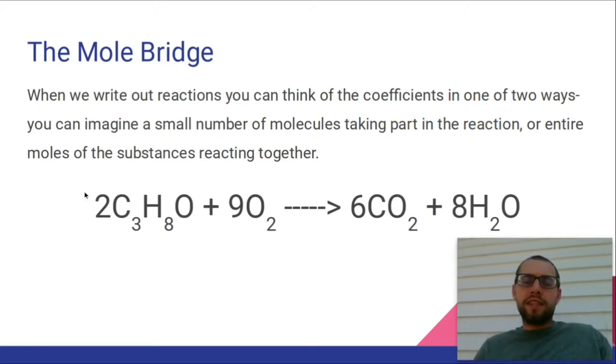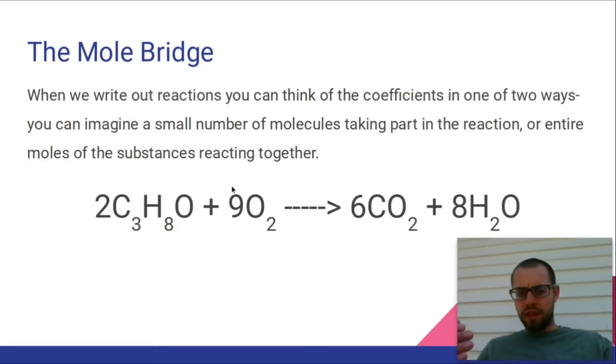So maybe I had twice as much. If I had 4 molecules of isopropyl alcohol, I would need 18 molecules of oxygen gas. I'd make 12 of carbon dioxide and 16 of water. I just doubled everything. I could multiply it all by 12. 2 dozen molecules of isopropyl alcohol will need 9 dozen molecules of oxygen, 6 dozen carbon dioxide, 8 dozen of water. But a dozen is just a counter, just like a mole is just a counter.